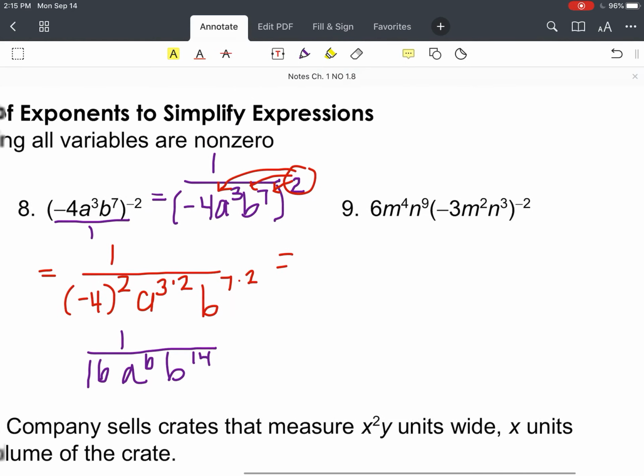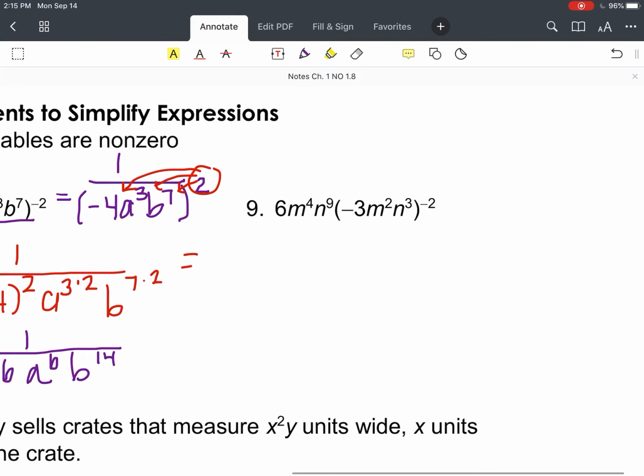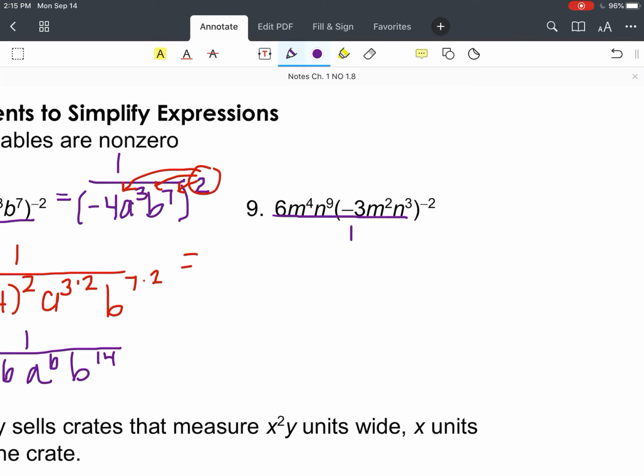Now, number 9, I'm going to get you started on it, and then you're going to finish it up. So it looks really complicated, but let's break it down. I see a negative 2 exponent. Remember, you can't have a negative exponent. So if I write this like over 1, I know everything that's raised to the negative 2, which is this whole thing in parentheses, is going to have to go in my denominator.